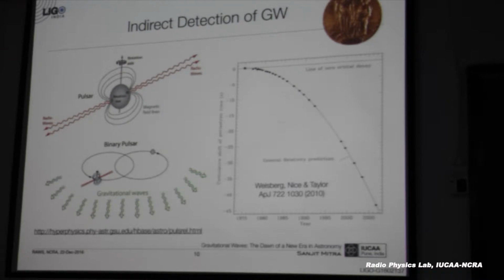Yeah, and there was one, so in radio, this is a radio astronomy school, so I have to tell you this. The first indirect detection of gravitational waves happened when Hulse and Taylor observed a binary pulsar for many, many years. Actually, I don't remember how long Hulse and Taylor observed.